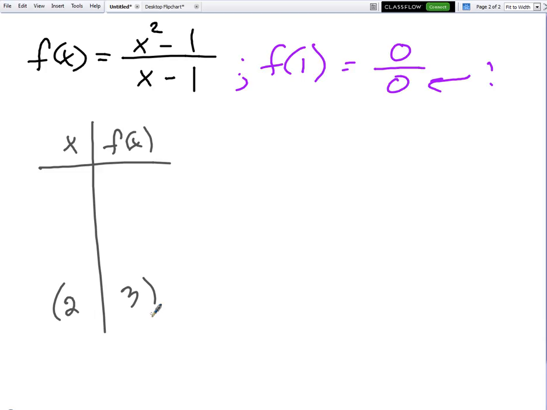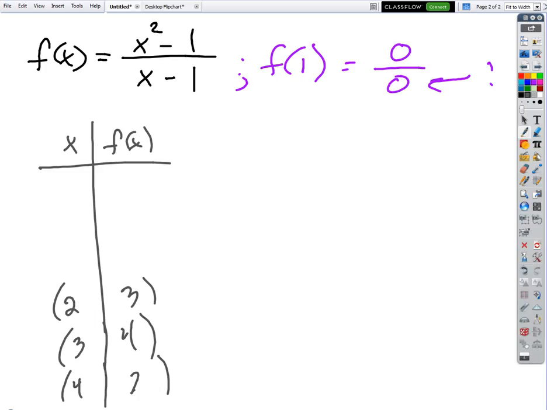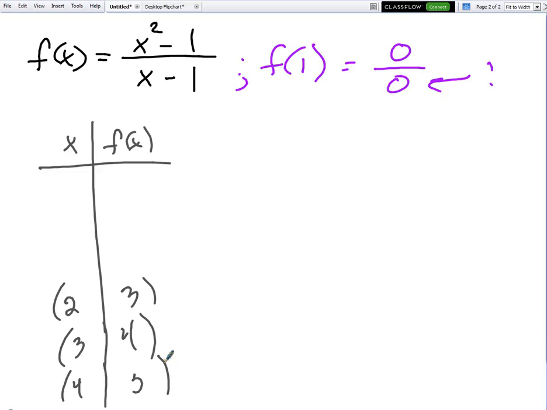Okay, what else? Well, let's put 3 in there now. If we put 3 in, we get 8 over 2, which is 4. Okay, it looks like maybe there's a pattern going on here. What else? Let's put in 4. We put 4 in, we get 15 on top, over 3, which is 5. So the value goes up by 1 each time.